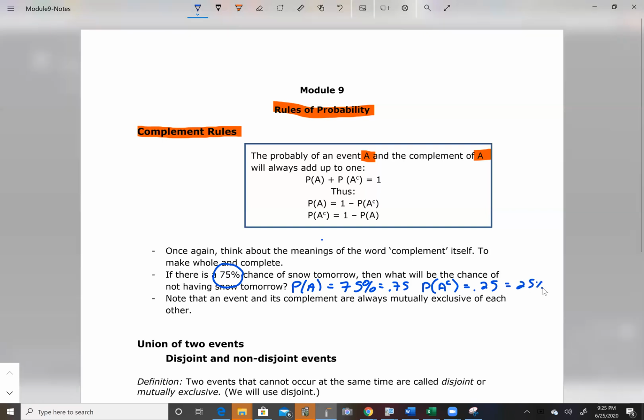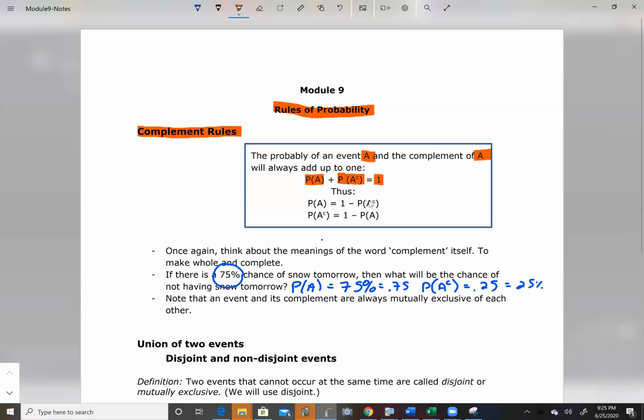Okay, so the probability of something happening and the probability of its complement, well, it might not just be that it's not happening, in this case it is, are going to add up to be 1. So that is what we were just talking about up at the top. The probability of A plus the probability of the complement of A is equal to 1.